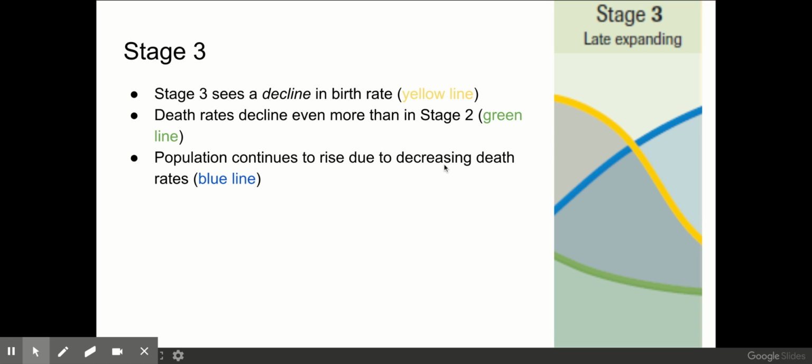Stage 3 sees a decline in birth rate, which is this yellow line right here. Death rates decline even more, but they're starting to level out a little bit here. And population continues to rise due to decreasing death rates. And that's this blue line right here. We can see it's not as sharp of an increase as it was in stage 2.